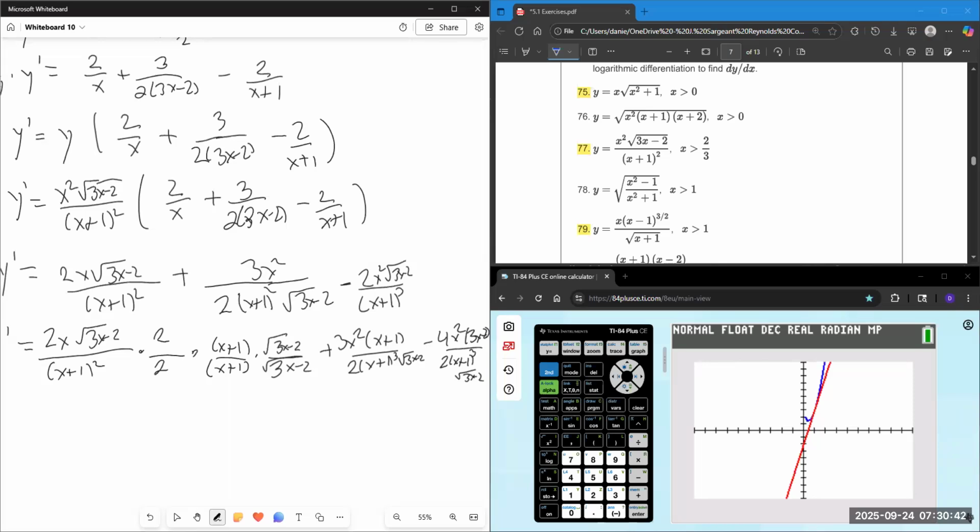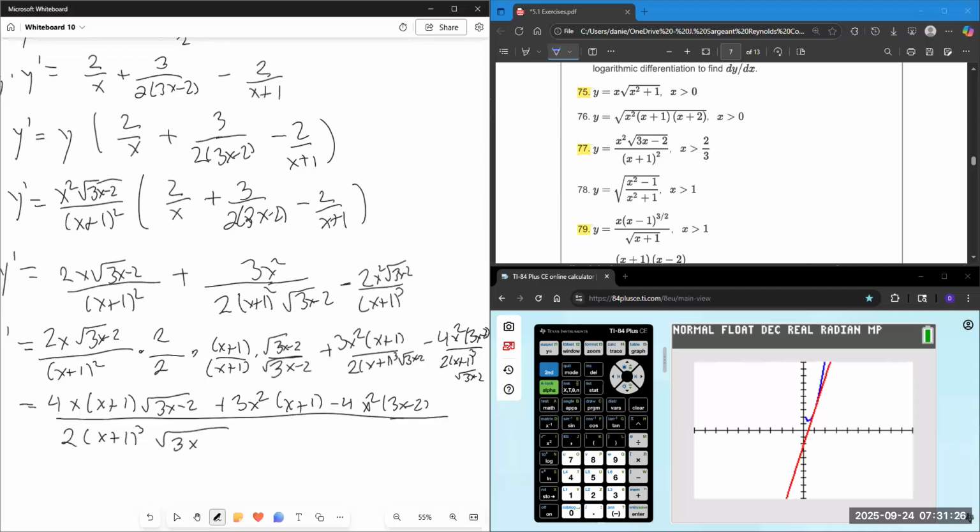All right, so this is 4x root 3x minus 2 times x plus 1, this is plus 3x squared times x plus 1, and this is minus 4x squared times 3x minus 2, all over 2 times x plus 1 to the third times root 3x minus 2.